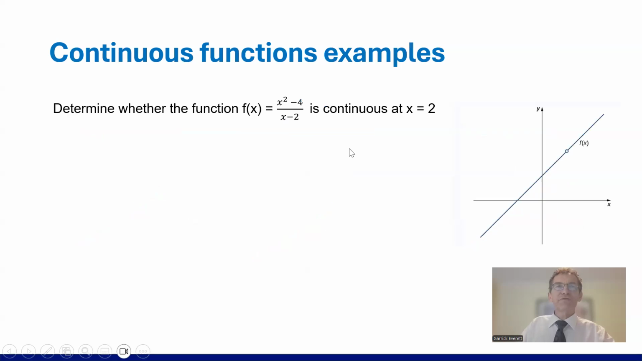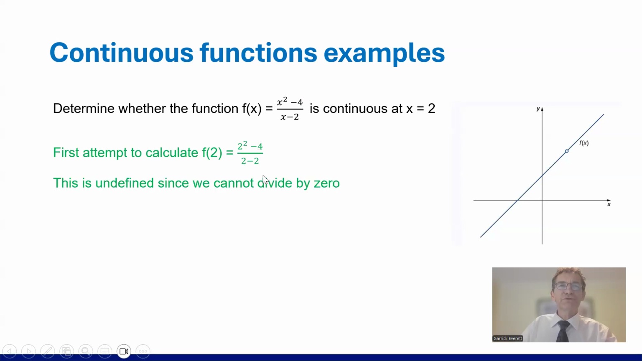So let's look at that in real life with real numbers. Determine whether the function (x squared minus 4) over (x minus 2) is continuous at x equals 2. And I've just drawn a random graph there. You can see it fairly obviously if you put in 2. First attempt to calculate f(2). So that will be your first move. Make sure the value actually exists. So if we put in 2, 2 squared minus 4 over 2 minus 2. It's undefined since we can't divide by 0. So therefore, it is not continuous.